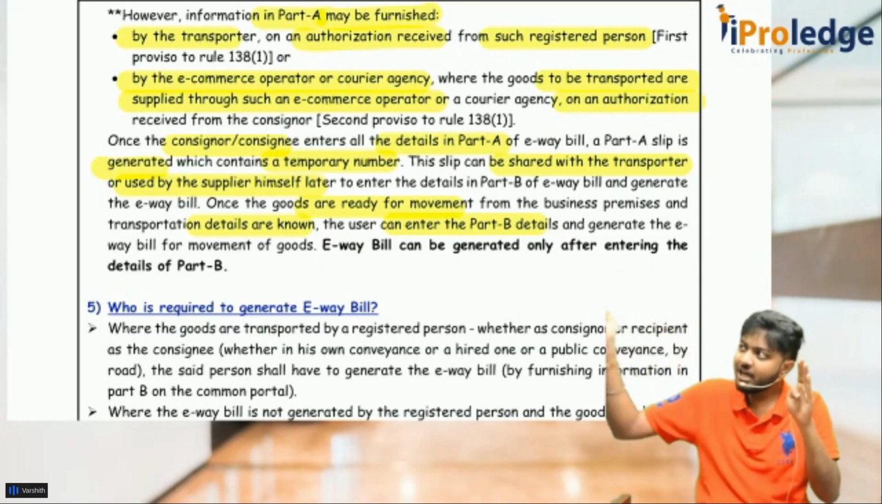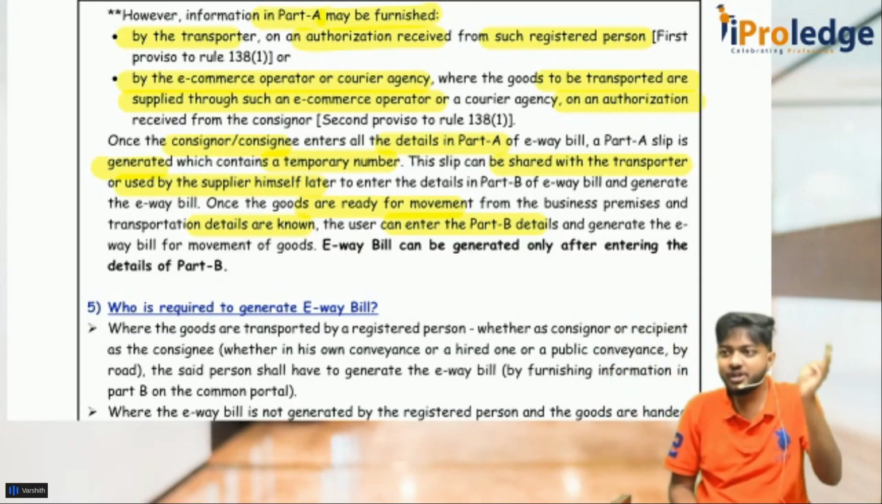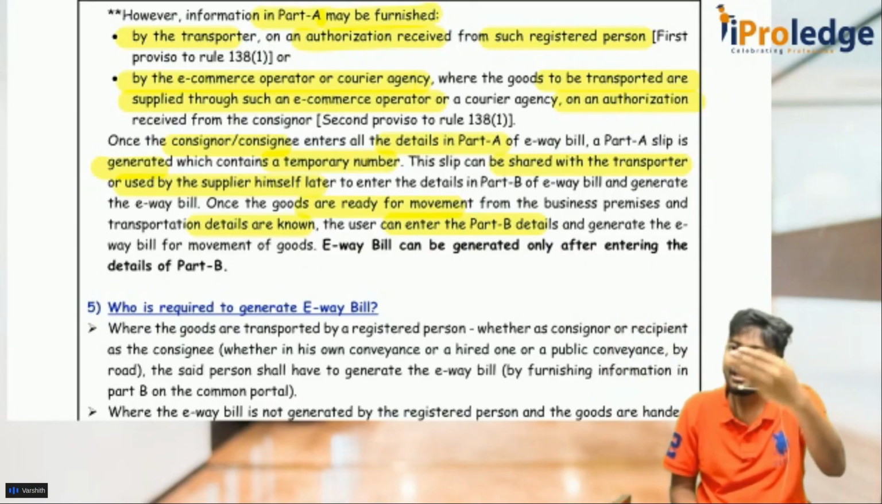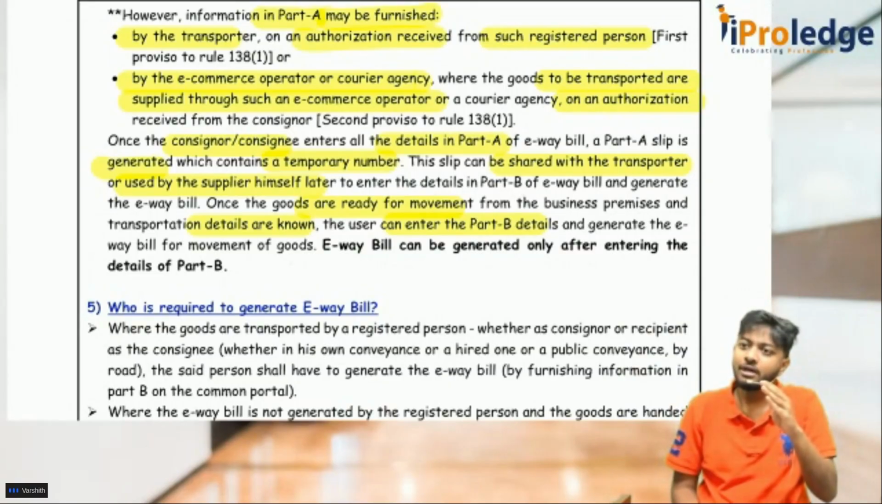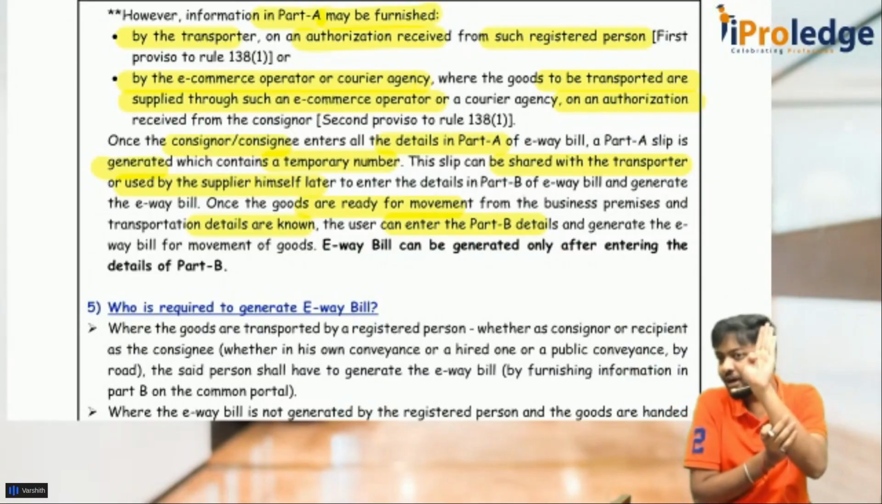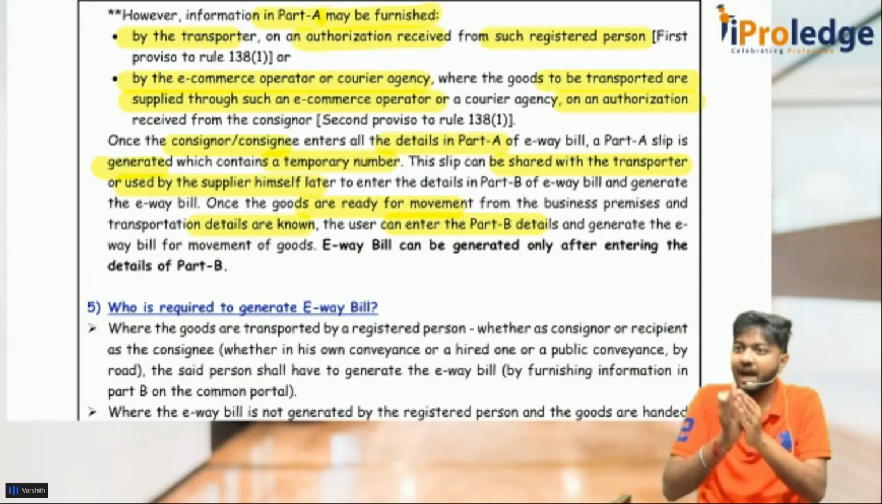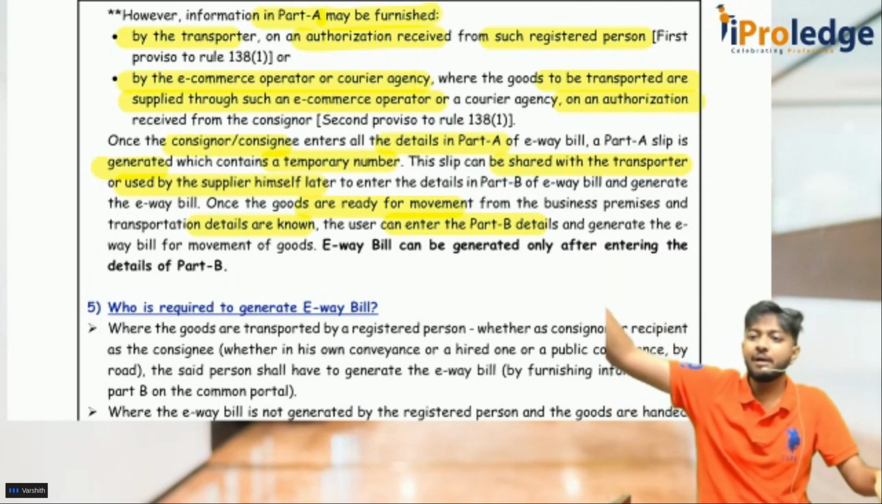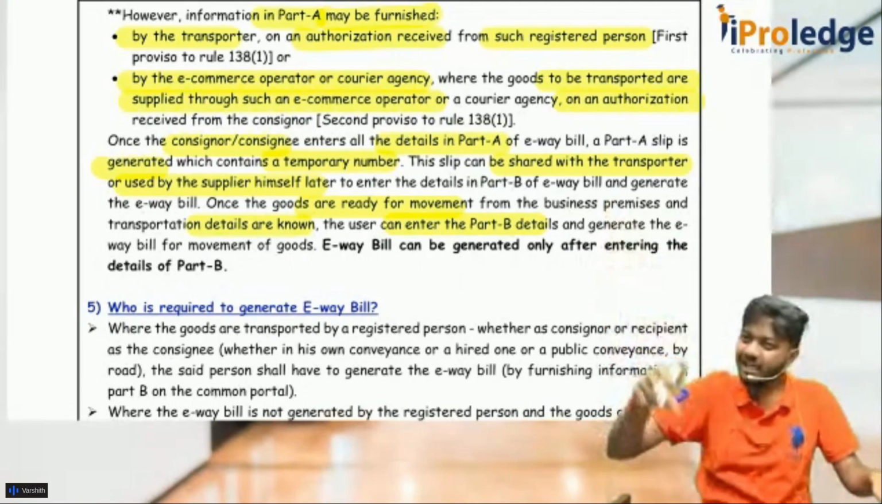Okay, if they give it within time, I only put this temporary number and I will enter the transportation details. If they are giving it late, then what can I do? Whatever temporary number I got, I'll give it to them. They will update the part B. Generally this thing only will happen.